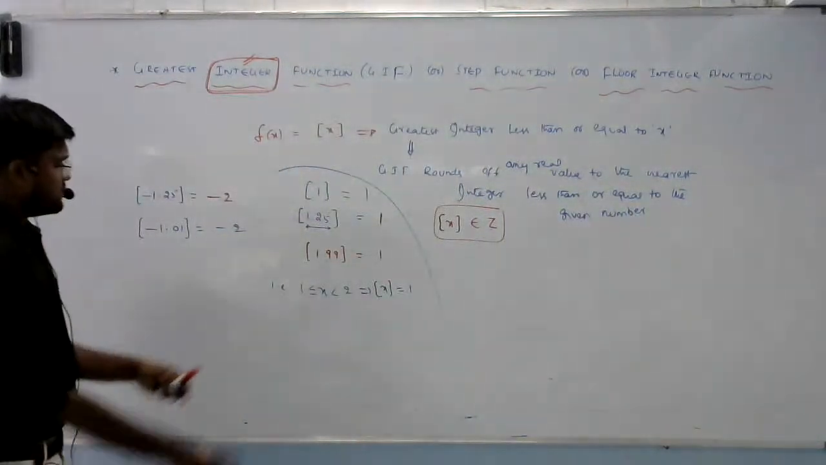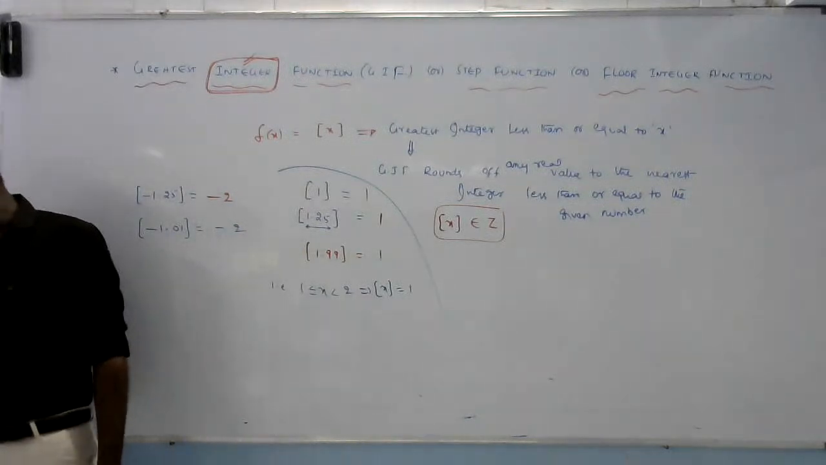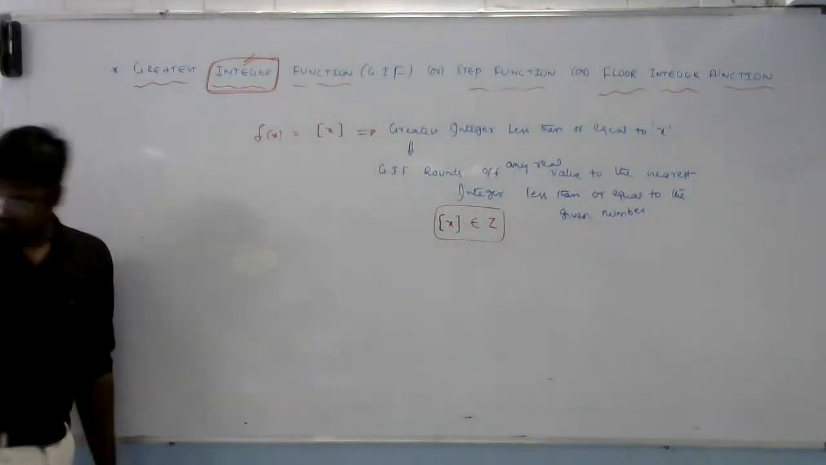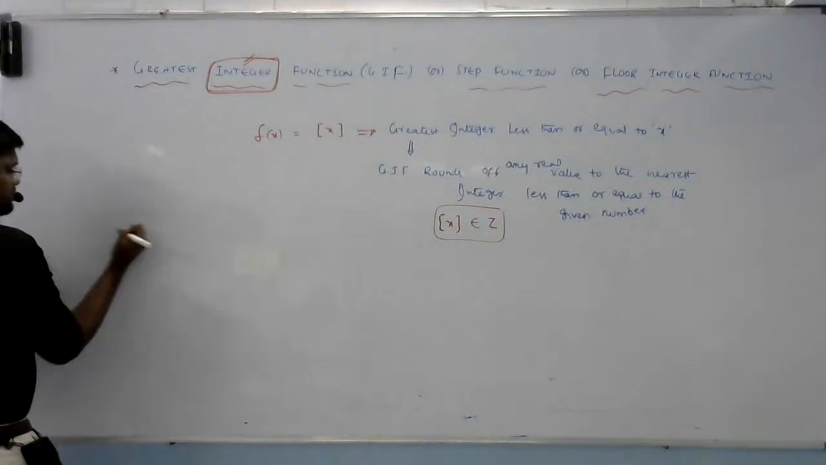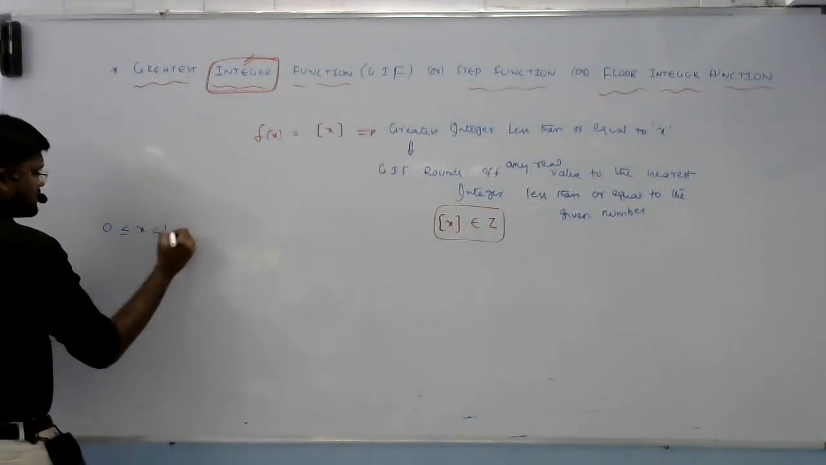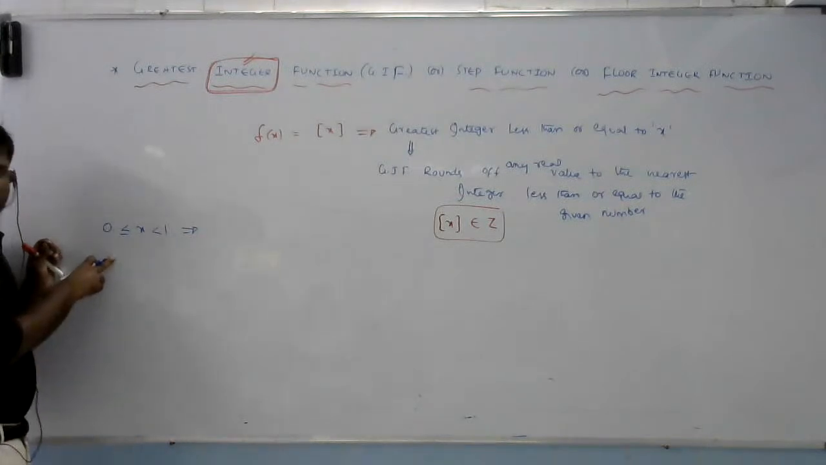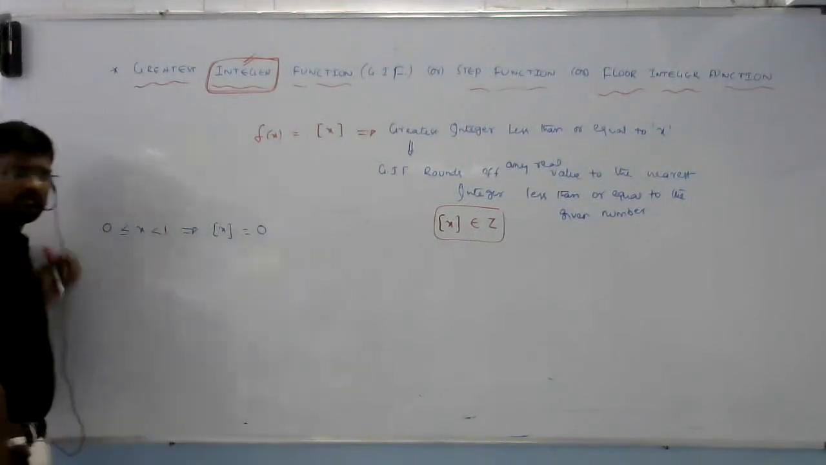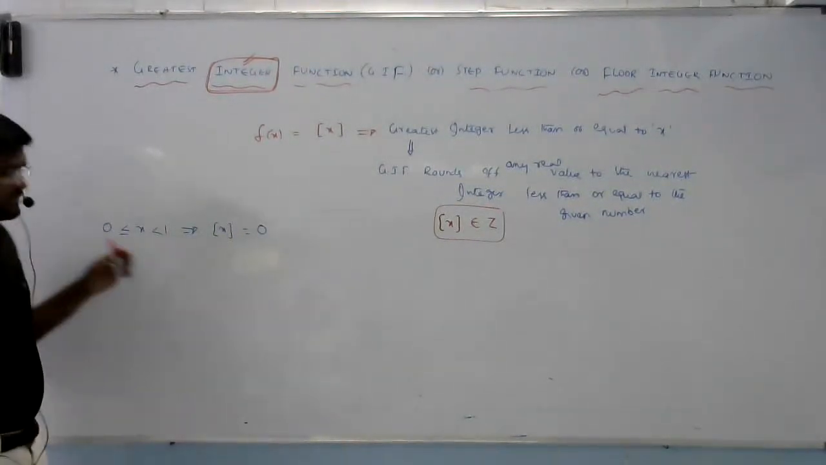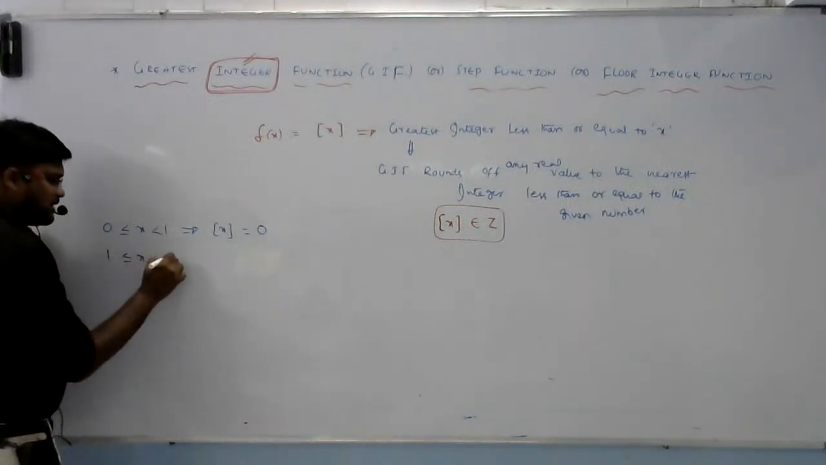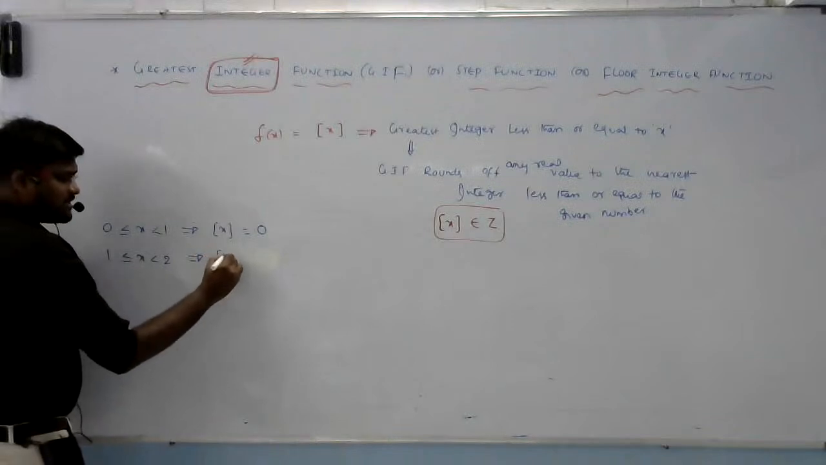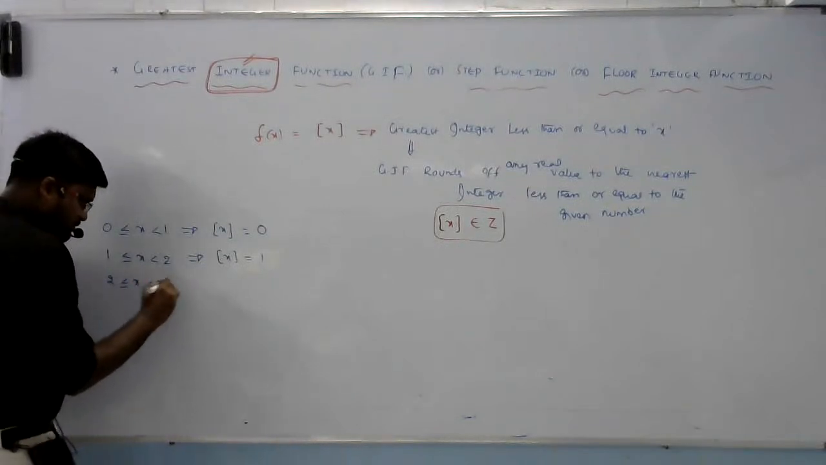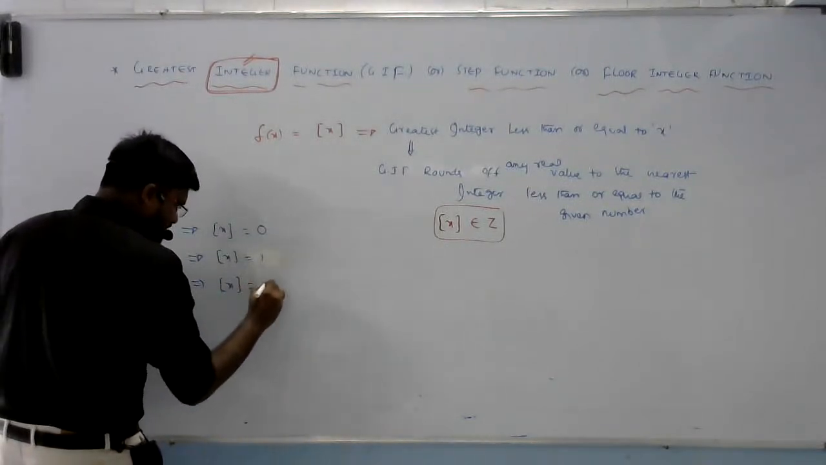Clear my point? So more clearly, let us try to define this greatest integer function. When x is lying between closed 0 to open 1, either 0 or 0 point anything which is less than 1, what will be step x value? 0. Is it correct? That is the definition, right? If 1 is less than or equal to x less than 2, what will be step x value? 1.